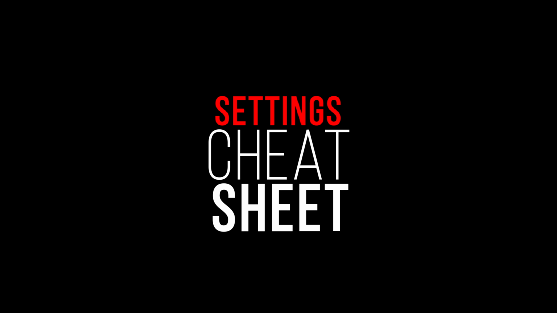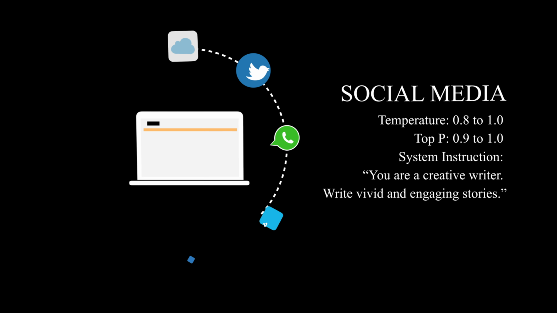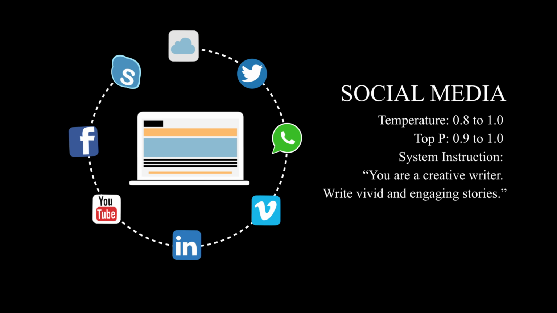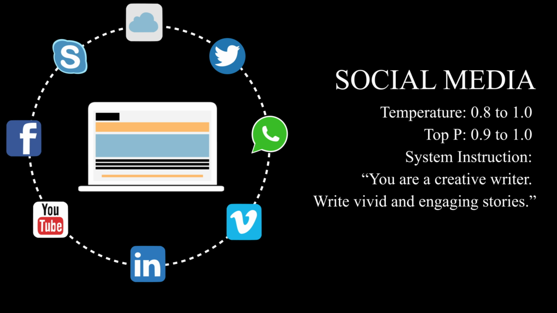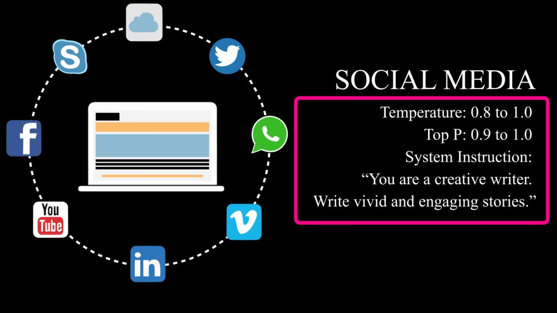Let's look at the best settings for different tasks. You can adjust these settings to get the results you want. For stories or social media posts that grab attention, set temperature between 0.8 and 1 for maximum creativity, and top P at 0.9 or higher for vivid language. Type, "You are a creative writer. Write vivid and engaging stories," in the system instructions.